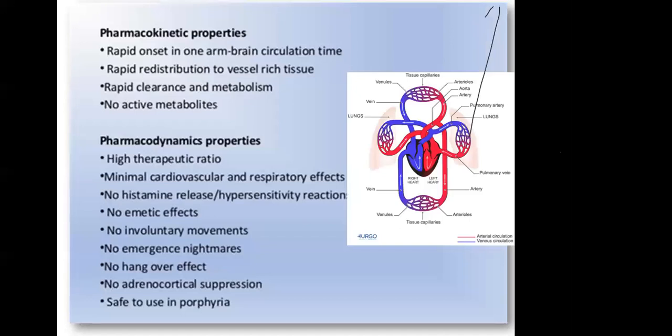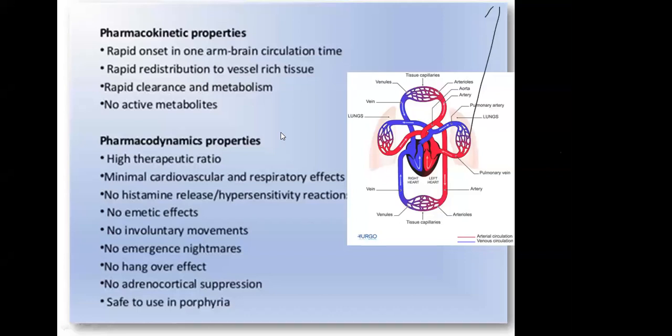Then you also want to look at the pharmacokinetics and the pharmacodynamics. You want something with a fast onset. That's what we look at, the arm-brain circulation time, from the time you give it into the vein to the time it reaches the brain. And then redistribution to vessel-rich tissues as opposed to vessel-poor tissues, because that will give you a faster onset and offset, then clearance as well. And you don't want active metabolites, which will give you a more prolonged action.